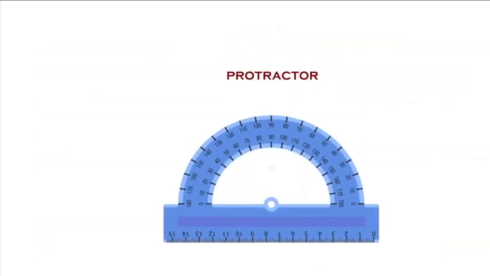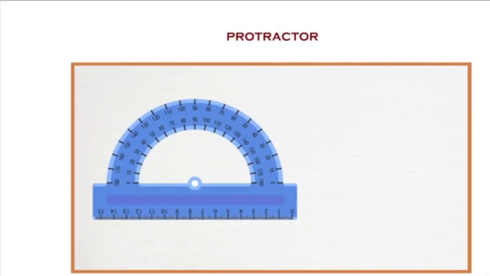Now we will see the protractor. We are familiar with the protractor also. We can see it is in a semicircle shape. This edge of the protractor has some markings.